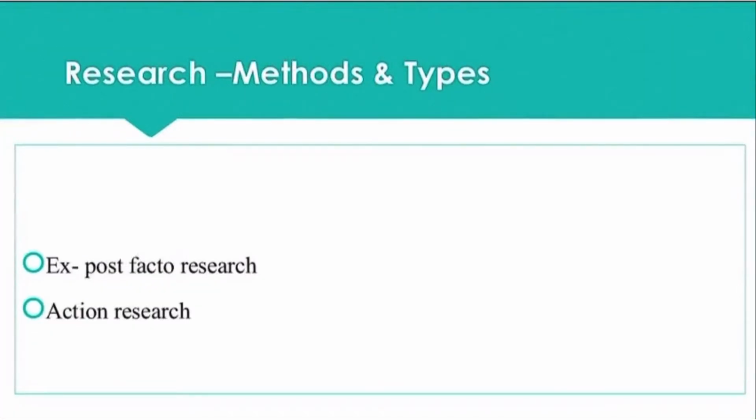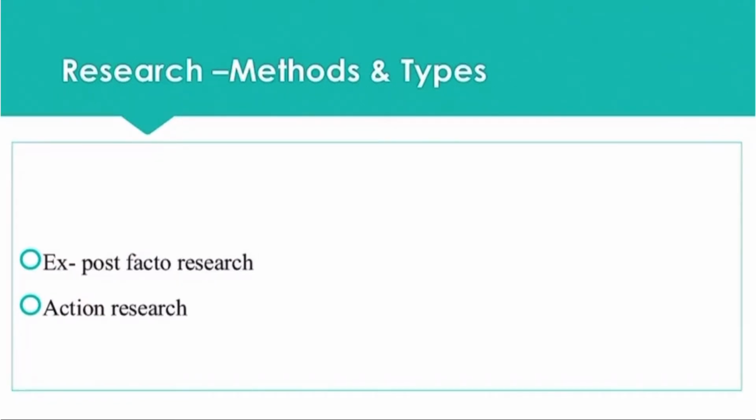Ex post facto research method is where the researcher investigates a particular topic or event after it had occurred. For example, a researcher might investigate the probable reasons for a sudden drop in employee productivity after that drop had occurred.